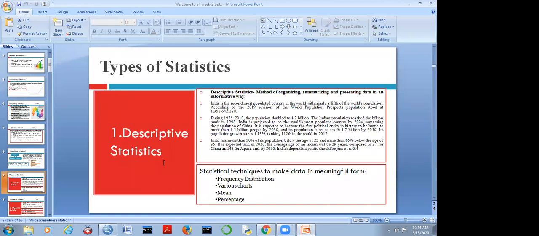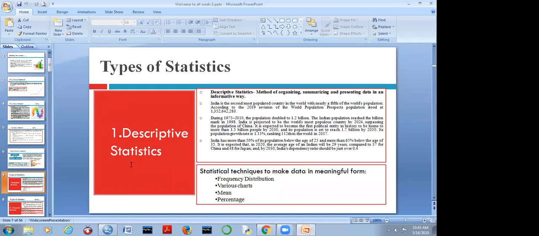There is information written in a paragraph about the COVID-19 cases, the coronavirus cases. In the paragraph, this many cases happened, this many recovered, and this many are hospitalized. That is called descriptive statistics. The data is in an informative way, in a paragraph; the figures are there, but they are written in paragraph form. That is called descriptive statistics.